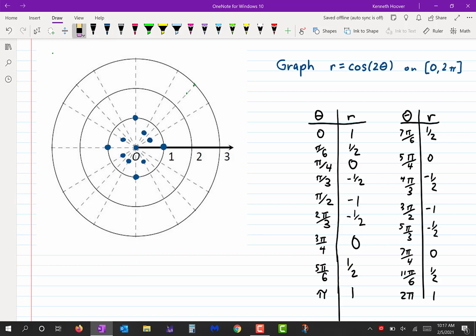When theta is 5 pi over 3, r is negative 1/2, right there. And when theta is 7 pi over 4, r is 0, that'll be back at the origin. When theta is 11 pi over 6, r is 1/2. And then this is redundant. I'm back to 2 pi. That's going to be the same as when theta is 0. That's going to put me back right there again. Okay, so there's a bunch of points.